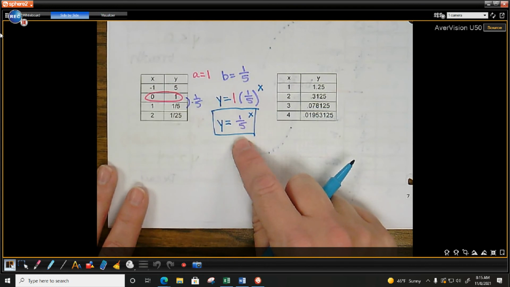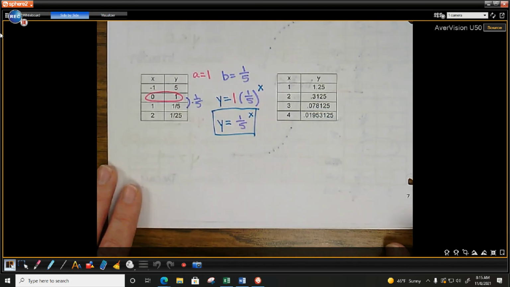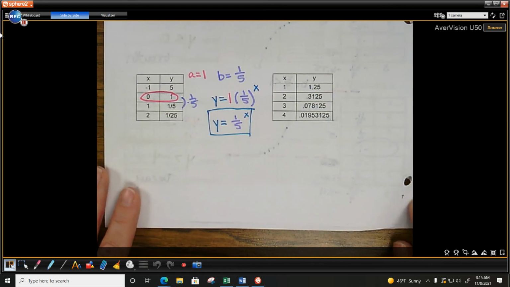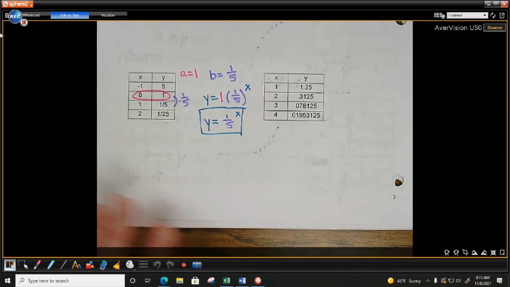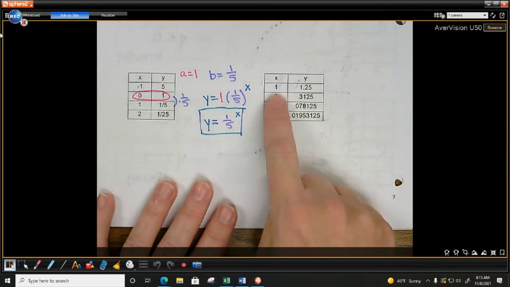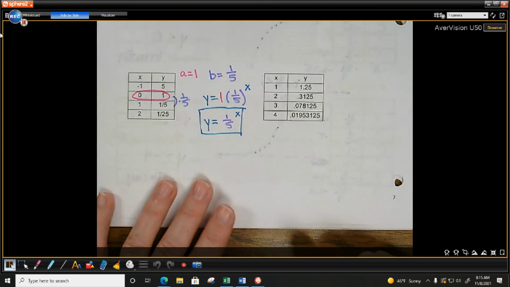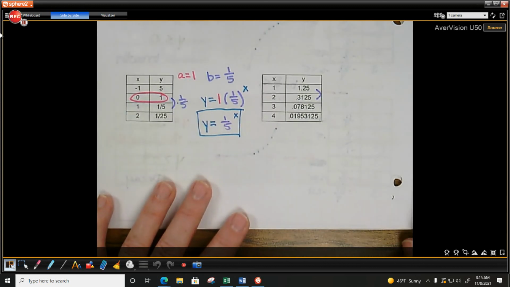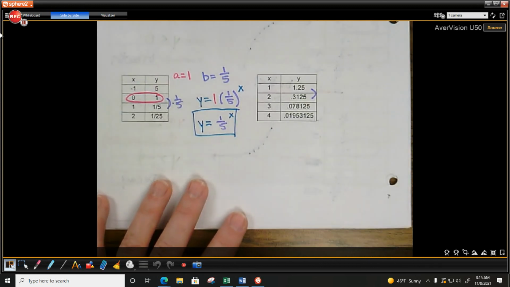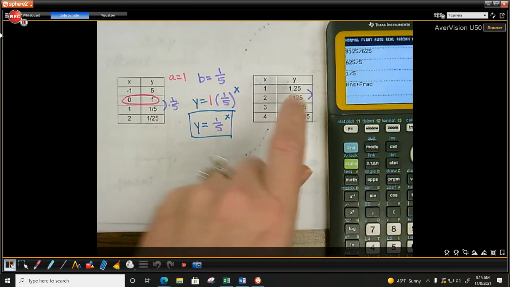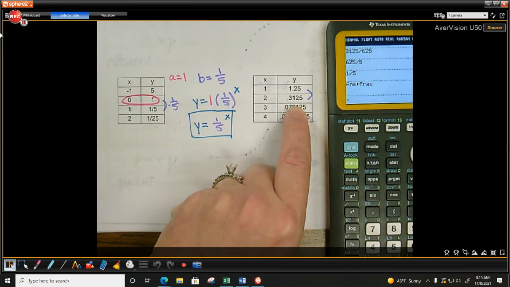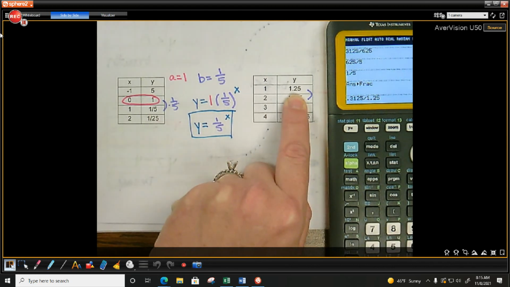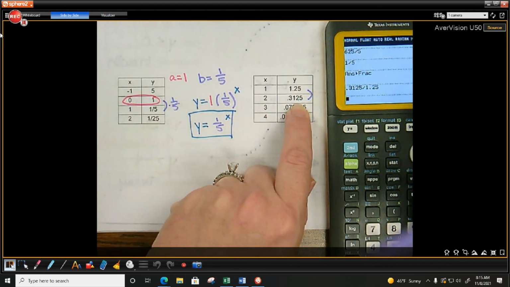Oh no, I don't see x being 0, so I can't find my a yet. We need to first find my b. What am I multiplying by? We don't like decimals, so let's go to our calculator. Remember, do your second divided by the 1 in front of it. And we get a decimal. We don't use decimals. How do you change the decimal to a fraction? Math, enter, and I get 1/4.